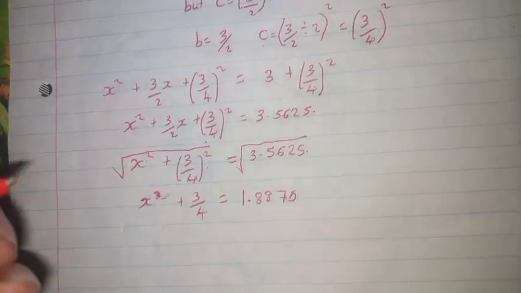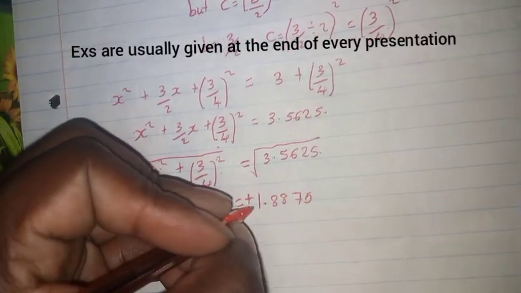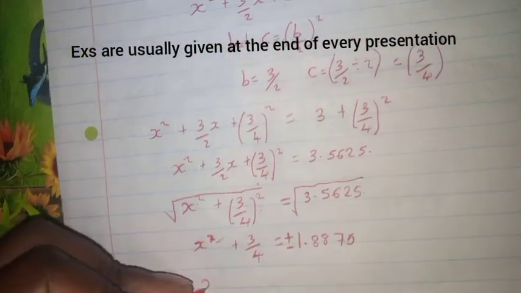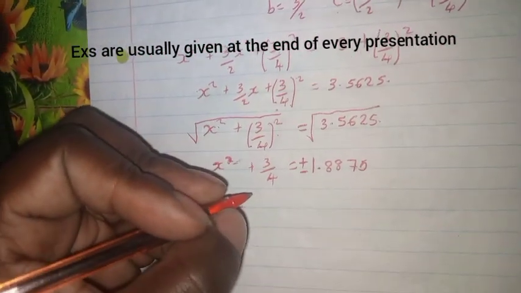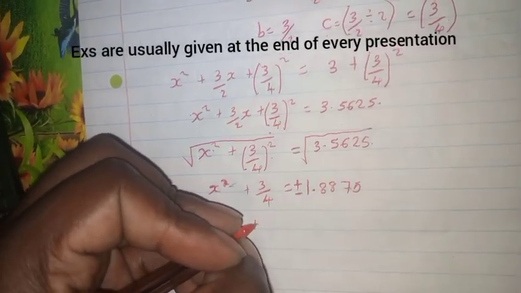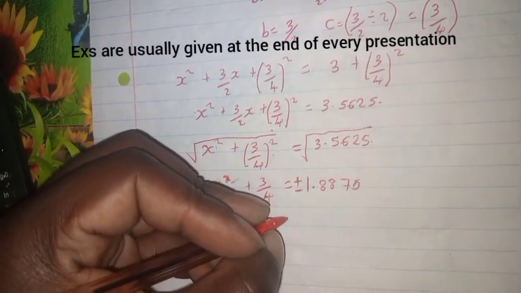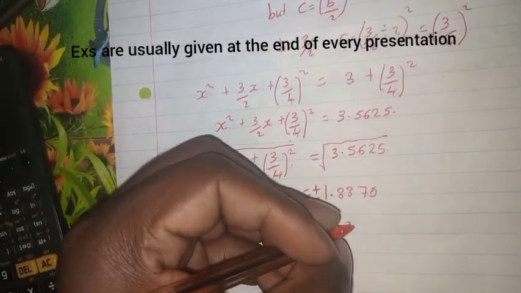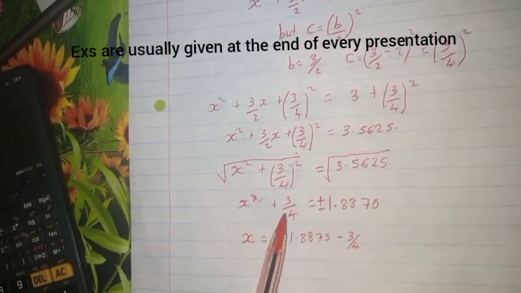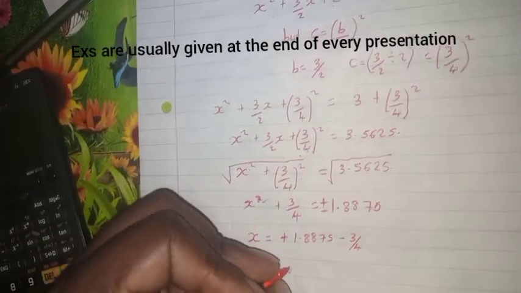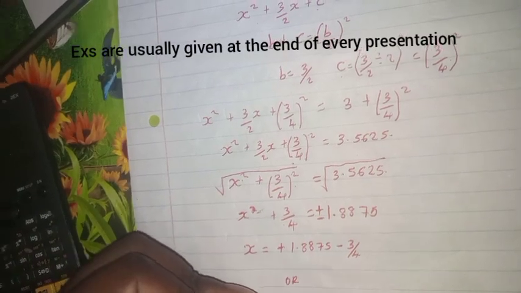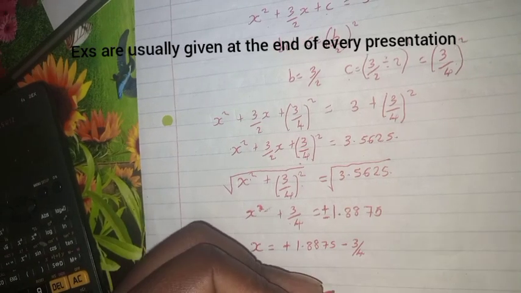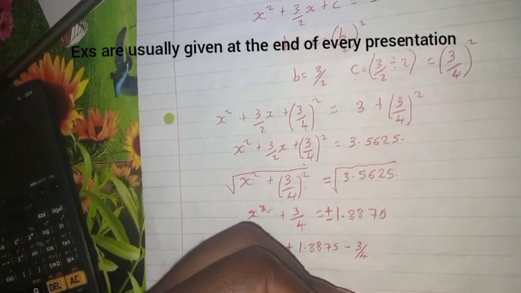And because we've found the square root, now this one will be plus or minus. Now if we want to get the values of x, one of them will be x is equal to plus 1.8875 minus 3 over 4. In other words, we are taking this 3 over 4 to the other side. The other one is the one that has negative 1.8875 minus 3 over 4.